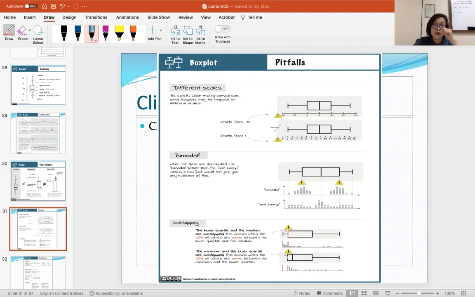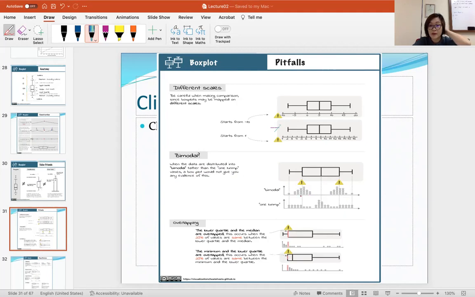When the data is distributed bimodally, rather than as one lump, the box plot will not give you any evidence of this. So if you look at this one, even though you have a lot of data in the upper quartile, you just can't show the distribution on this part.